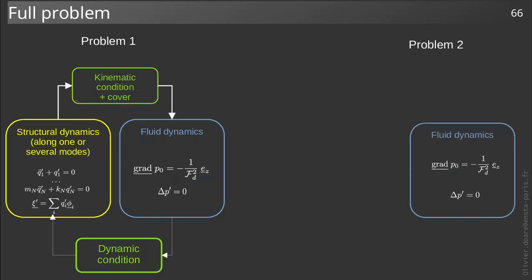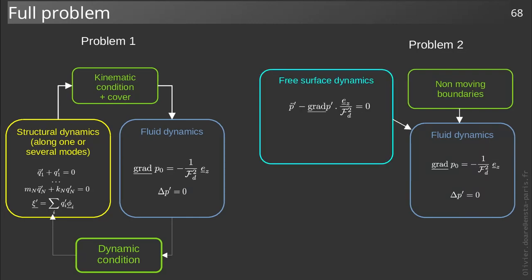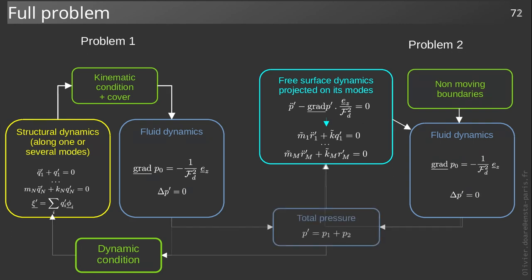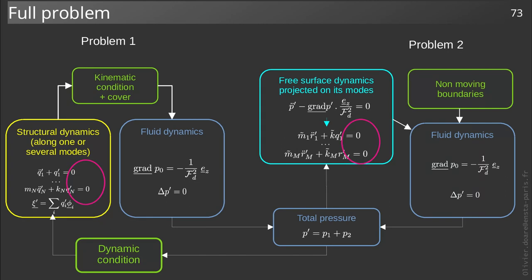The second problem is a fluid mechanics problem with non-moving walls, but without a cover, which allows the free surface to express itself. This problem has an infinite number of eigenmodes and eigenfrequencies, and the projection of the free surface equation on each mode gives independent oscillator equations. To couple the two problems, we construct the total pressure, and it is this pressure that is projected into the dynamic condition and into the free surface equation. This is what makes new terms due to coupling appear.